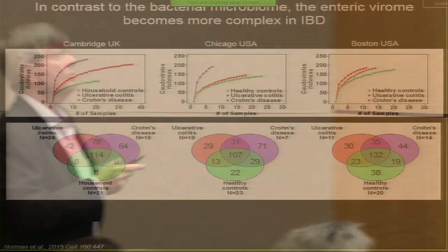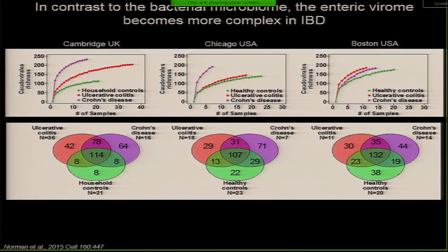This is the richness of the bacteriophages, the number of species of bacteriophages in Crohn's disease, ulcerative colitis, and household controls. This is a very strong cohort because this is household controls, and the virome is determined inside the house, so that's a very important control. Same things happened in two other cohorts. So the bacteria are becoming less complex taxonomically, but the viruses are becoming more complex taxonomically.